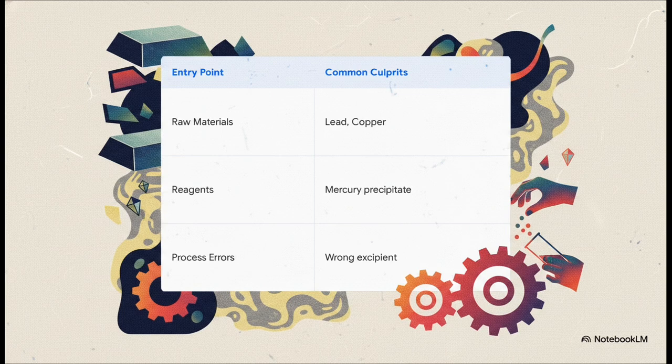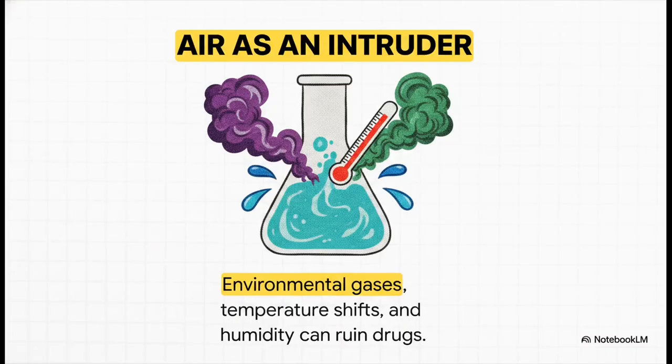Imagine a worker accidentally adding the wrong excipient or a chemical reaction undergoing accidental oxidation or reduction while mixing. Basically, if your starting materials are flawed, your final product is absolutely guaranteed to be impure. But here's the kicker. It's not just the materials you put in. It's the room itself, the invisible threat. Even the air in the room can be an intruder.